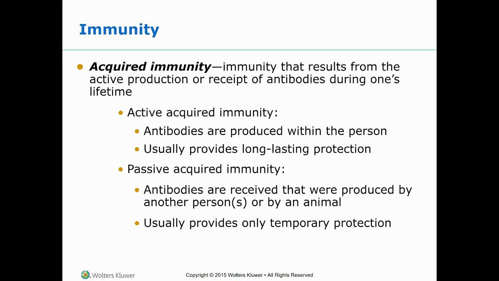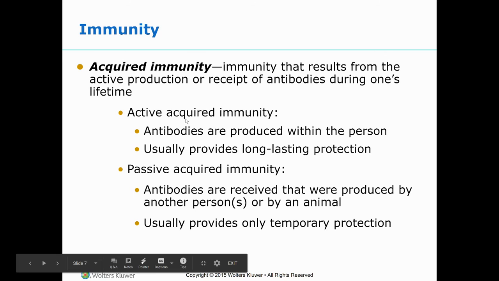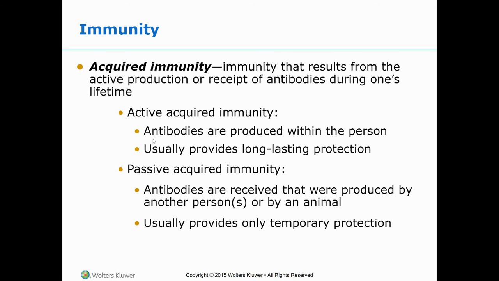Okay, so when we're talking about immunity, especially in this type of situation, we're going to be talking about acquired immunity. That means that we have this immunity against something because we have either been exposed to it or been given the inactive version of it, and we have made antibodies in order to combat it. First is active acquired immunity. This is going to be within a person, and it is going to be long-lasting immunity.